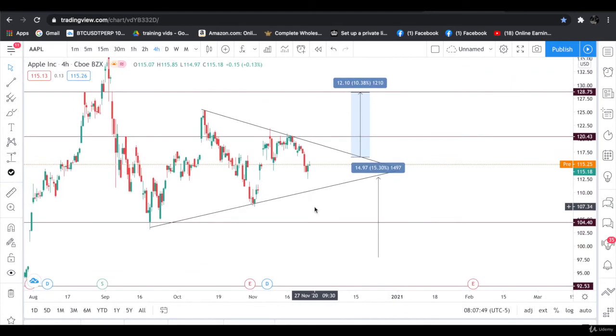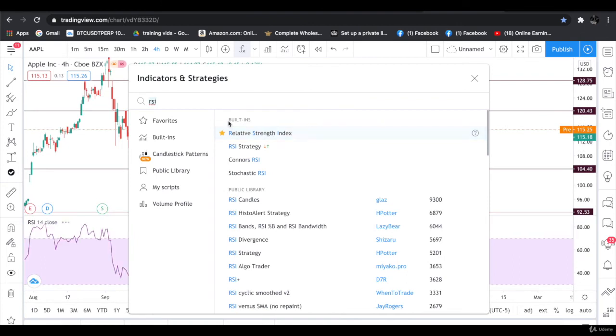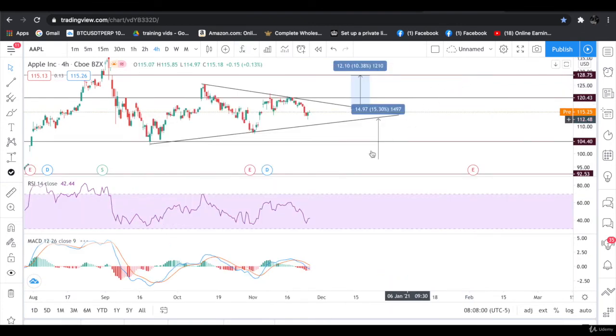For confirmations, we can use the indicators. Let's use the RSI and MACD. This is the RSI and this is the MACD. The RSI currently is not forming any divergence and is not in the oversold territory, and the MACD line has not given us any bullish signal till now. So we have to wait for the breakout.